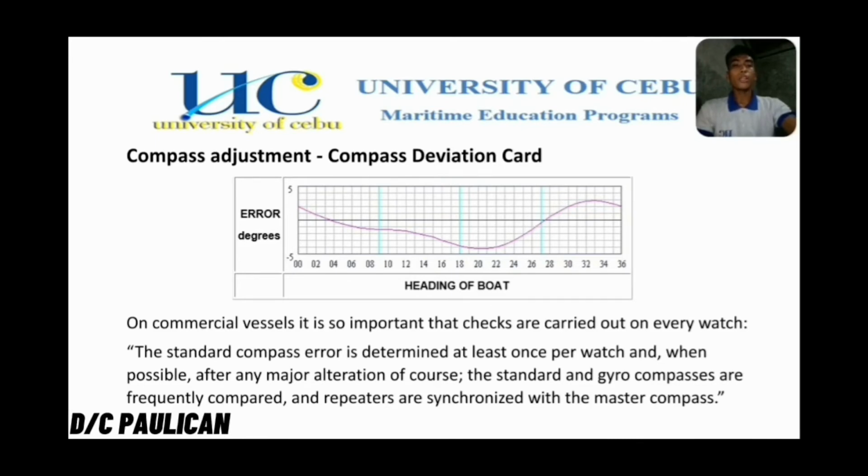On the standard compass, error is determined at least once per watch, and then, if possible, after any major alteration of course. The standard gyro compasses are frequently compared and the repeaters are synchronized with a master compass.